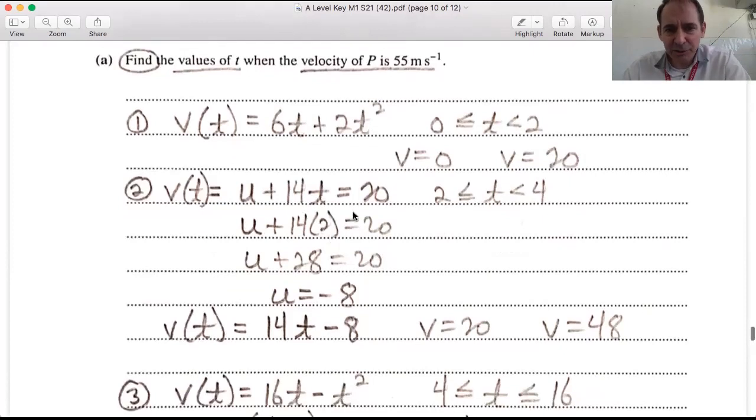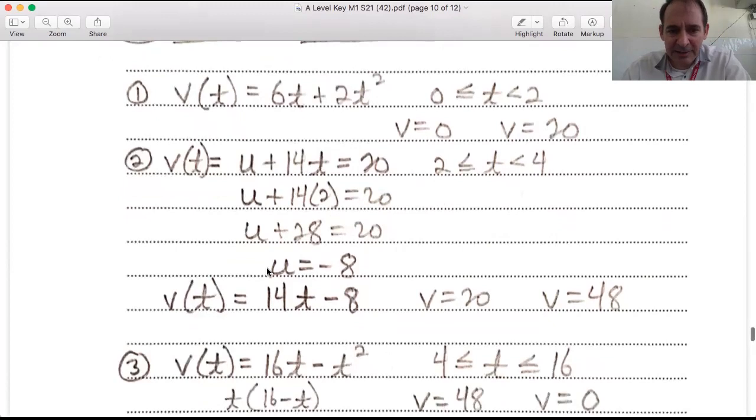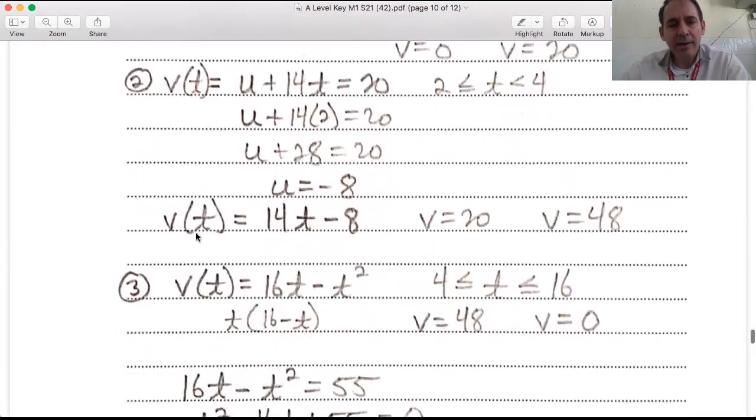So plug in 2 for 2 seconds, 20 for the velocity at that point, and you're going to find out that the initial velocity, for this equation, is -8 meters per second if you went all the way back to t equals 0. So that gives you a finished product here of v of t equals 14t minus 8. Now we can predict outcomes.